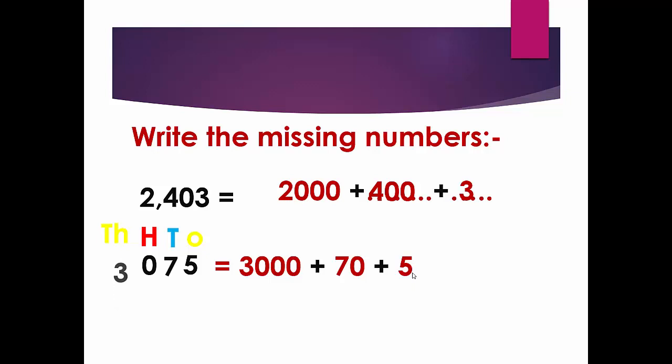When I write the number in standard form, we call this standard form, the whole number. But here, when I write the value of the number, 3,000 plus 70 plus 5, we call it expanded form.